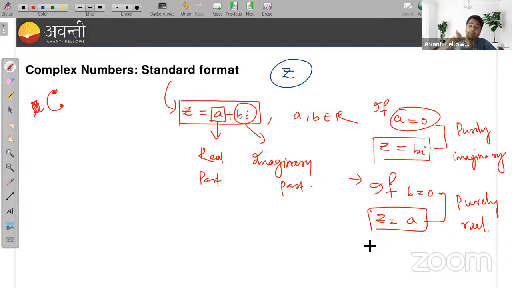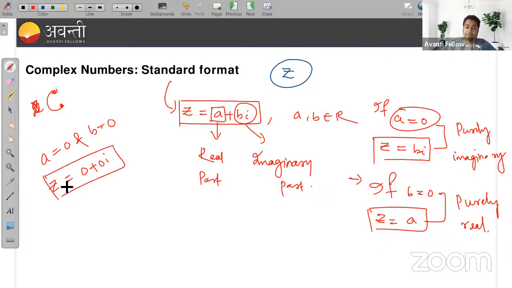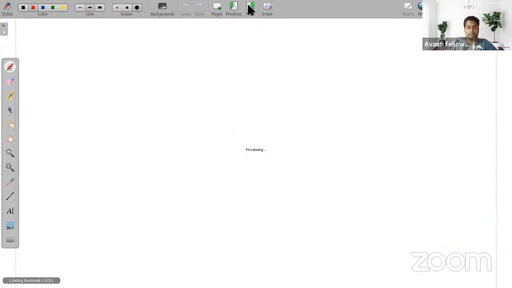And if a and b both become 0, a is equal to 0 and b is also 0, then the complex number will be 0 plus 0 iota. Is that clear to everyone, guys? Yes. Sure. Now, move to the next thing.